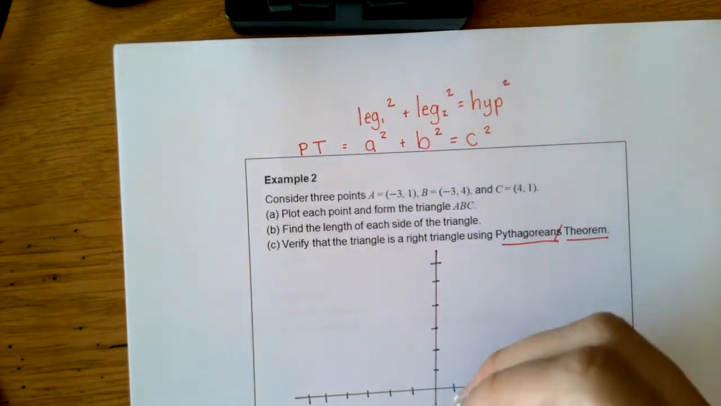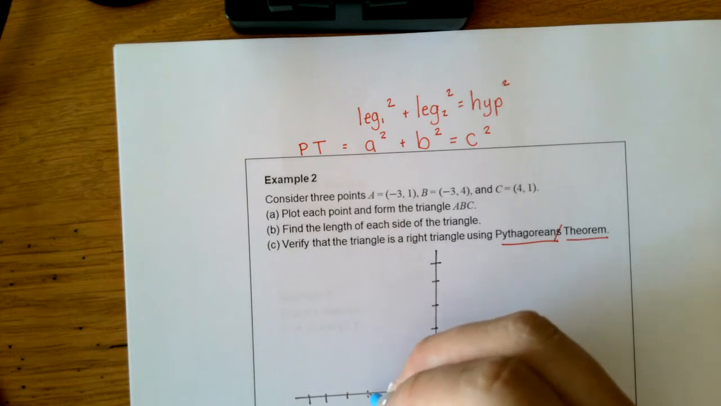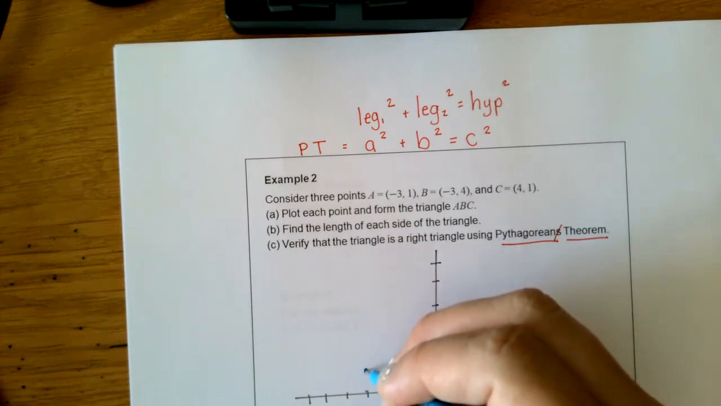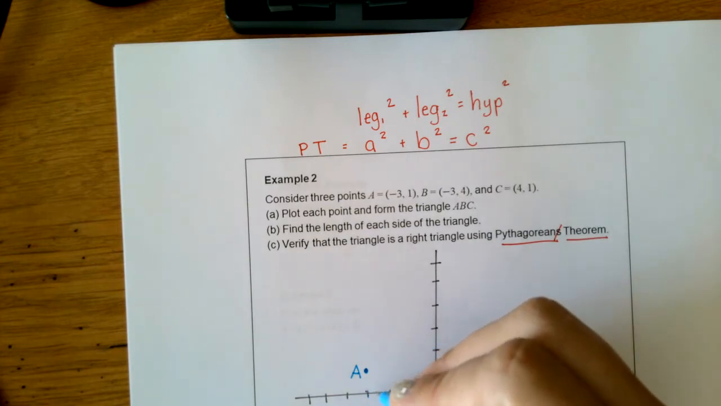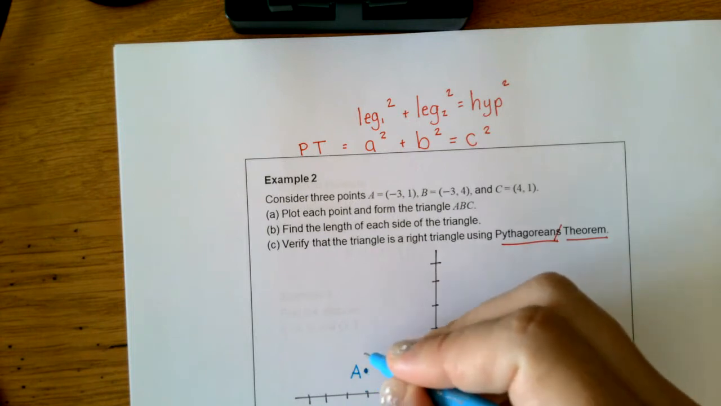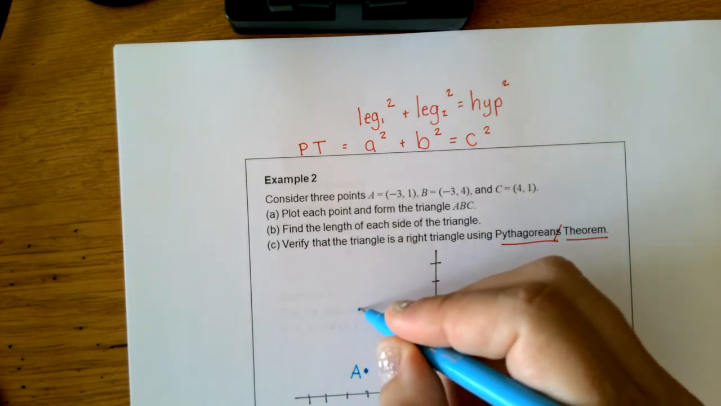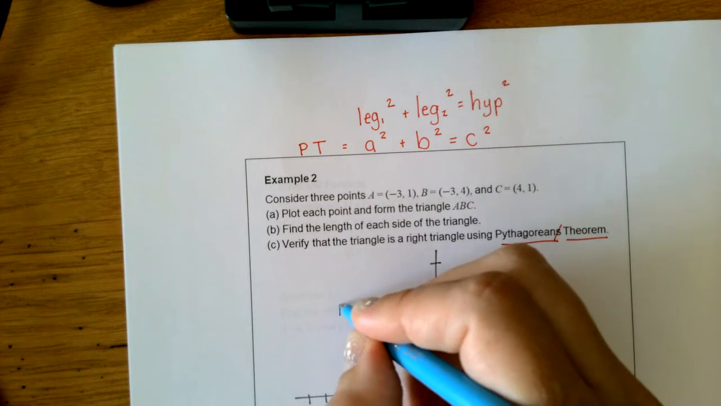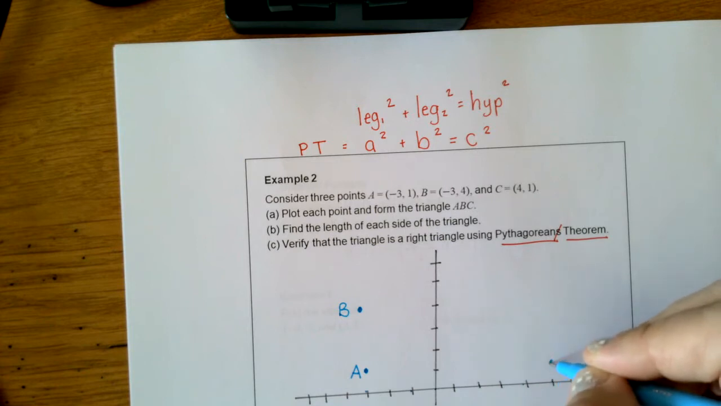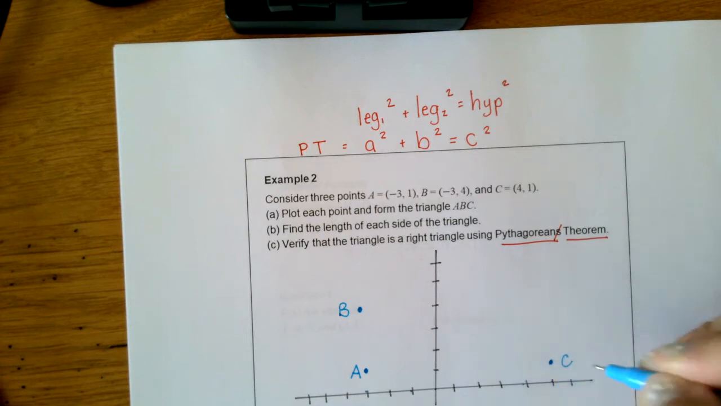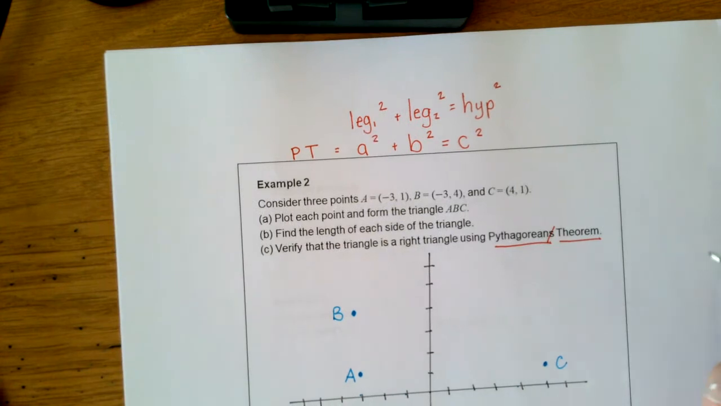So point A is -3 on the x, 1 on the y, and we'll call it A. We don't need to put the points because it has a name. B is -3, that same -3, up 4. 1, 2, 3, 4. And then C is (4, 1). So those are my 3 plotted points. Now I need to turn them into a triangle.